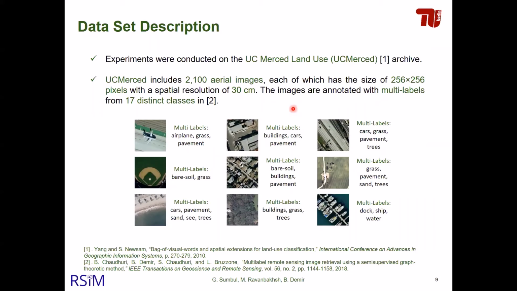We conducted experiments on the UC Merced Land Use Archive. This archive includes 2,100 aerial images. Each image has a size of 256 by 256 with a spatial resolution of 30 centimeters. We also use the multi-labels of each image from 17 distinct classes. Here you can see an example of images and their multi-labels.